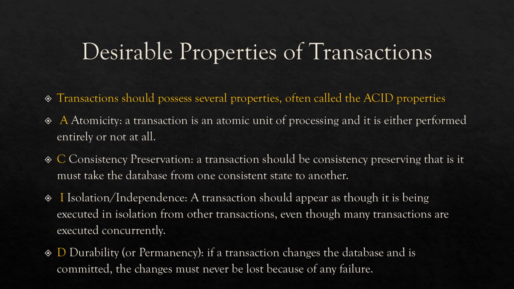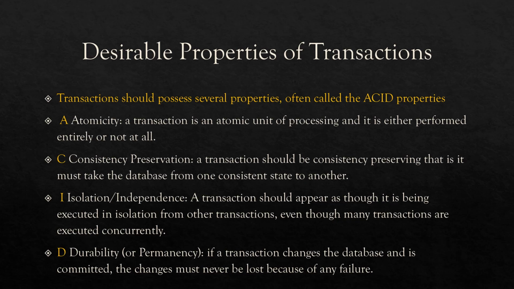Next, we already discussed ACID properties. If a transaction is occurring, it should satisfy all four conditions. These are also called ACID properties. First, what does A stand for? A stands for atomicity, C stands for consistency, I stands for isolation, and D is durability. What is atomicity? A transaction is an atomic unit of processing, and it is either performed entirely or not at all. Next, what is consistency preservation?